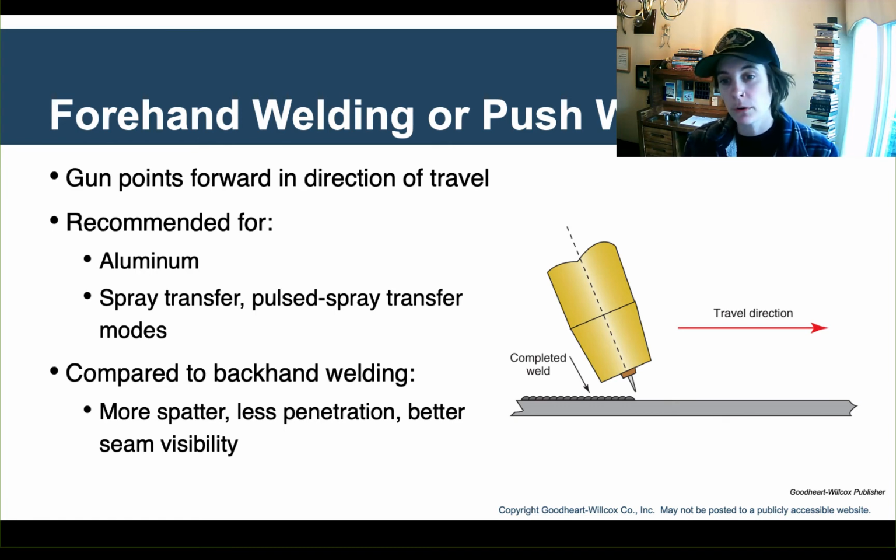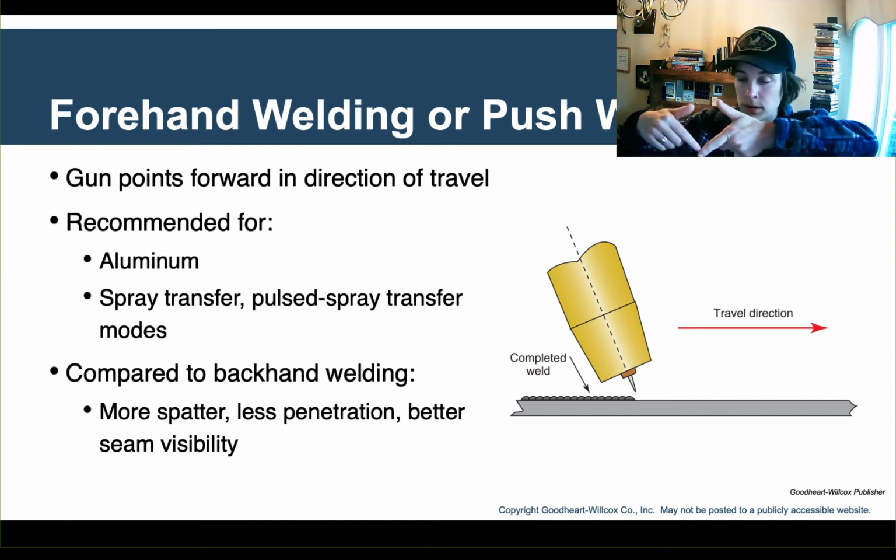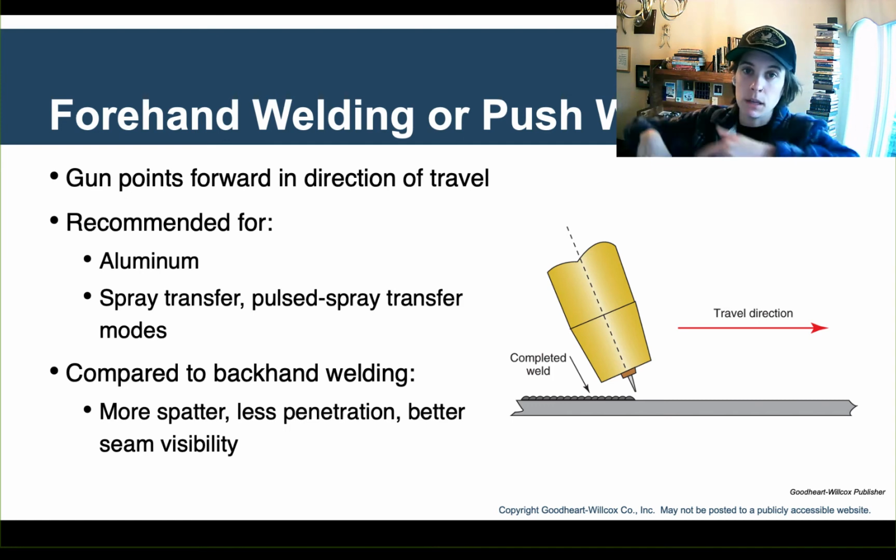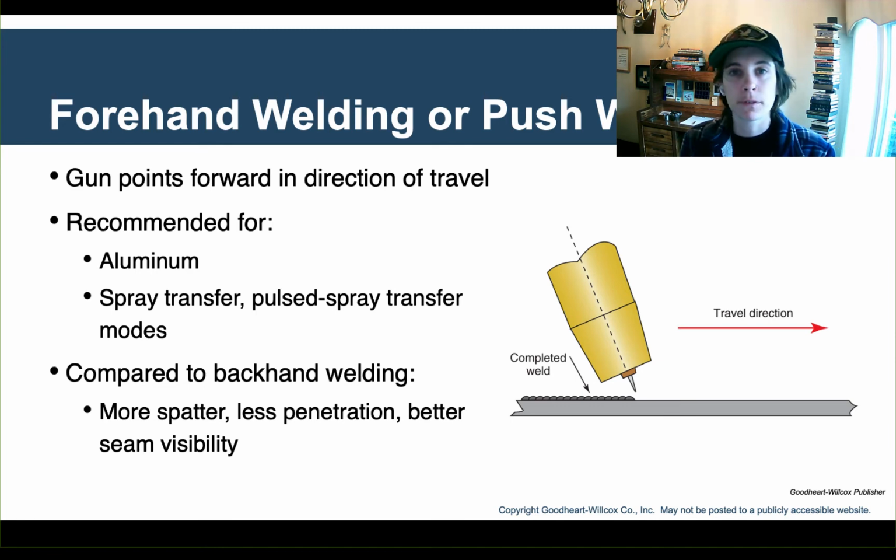Compared to backhand welding, you have more spatter, which is not so great usually, and less penetration, which would be better for thinner stuff. But you have better seam visibility. It's a little easier to see the seam of your weld because you see it right in front of you, so it's easier to follow along with the seam and see ahead of you what you're doing. Some people might prefer one or the other, but you should be able to do both. There are going to be times where you would want to use one over the other.